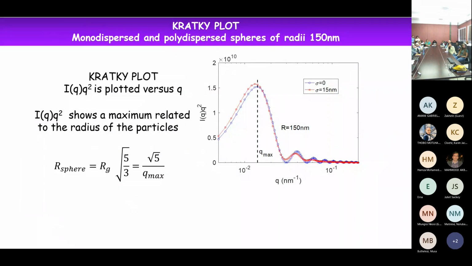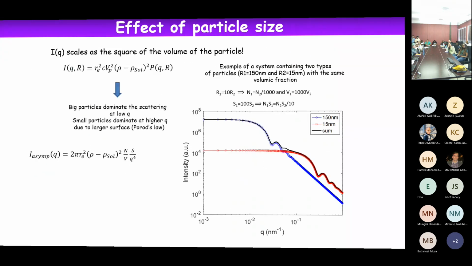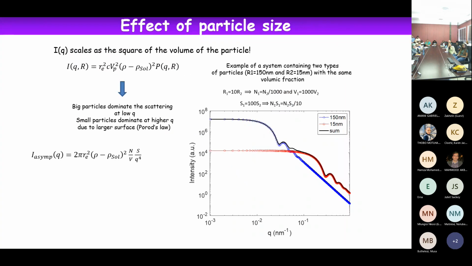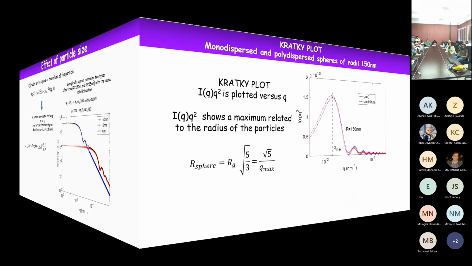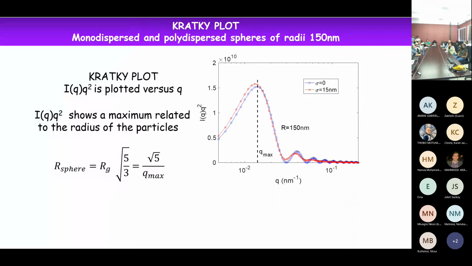Another thing that you need to understand is that if instead of plotting I as a function of q, you plot I(q) times q squared as a function of q, you will end up with a maximum. Why is that? If you multiply this curve by q squared, at small q you have something which is constant times small q, so it's going to go up as a function of q. Then when q becomes big, it's going to decay again, but it will go through a maximum. This is what we see here.